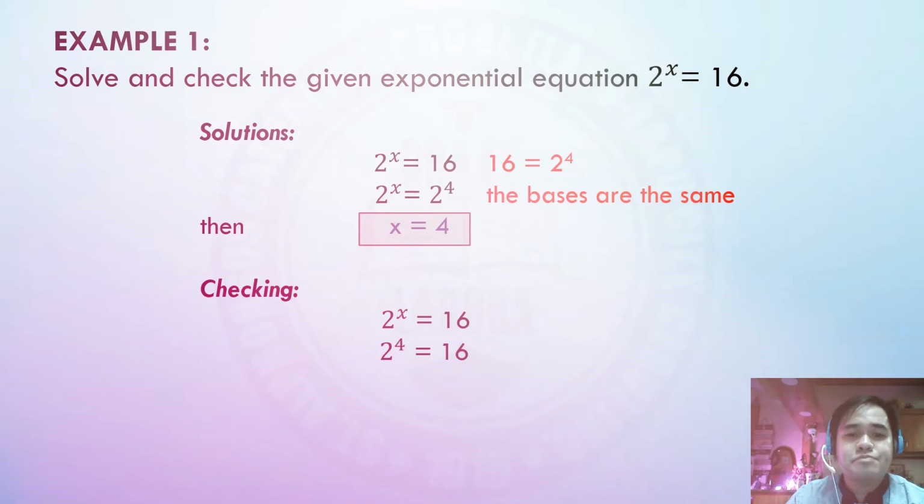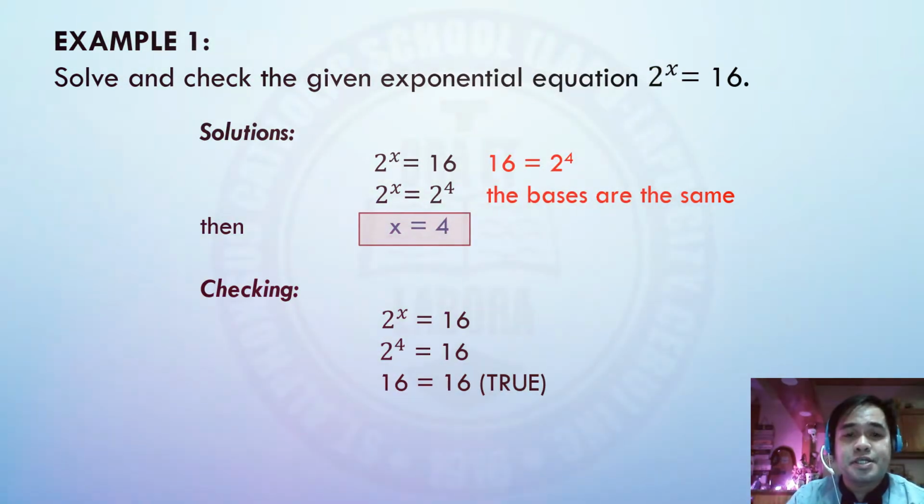For the checking, we are going to copy the given equation, substitute the value of x that makes the equation a true mathematical statement. So we have 2 raised to 4 equals 16. Simplify 2 raised to 4, that is 16 equals 16. So meaning to say that this equation is a true mathematical statement.